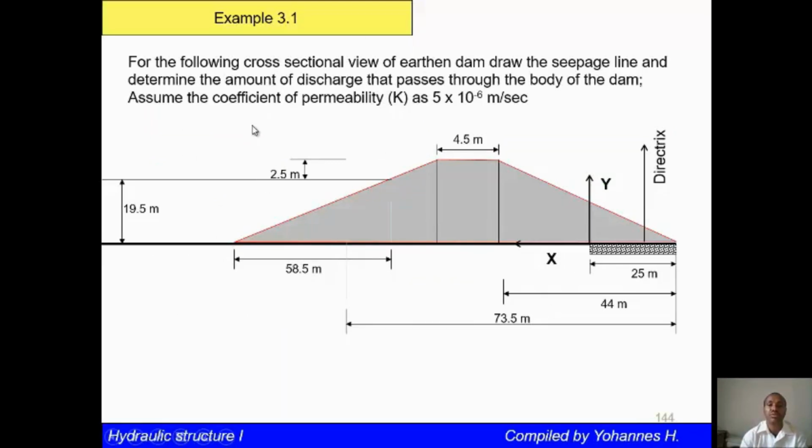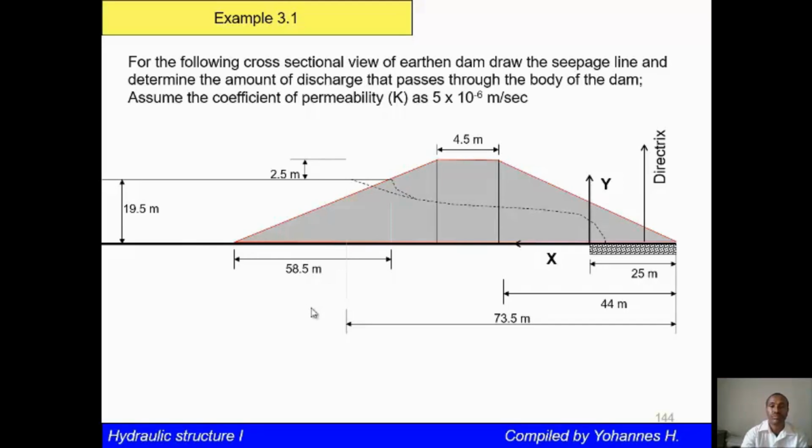I think we will have an example problem. You can keep in mind, you will try. For the following cross-sectional view of an earthen dam, draw the seepage line and determine the amount of discharge that passes through the body of the dam. Assume the coefficient of permeability, or hydraulic conductivity, is 5 times 10 to the power of -6 meters per second. So you have the dimensions. The first step is to get the point 0.3 times L. From this point up to the heel of the dam is already given as 58.5, so 0.3 of this you can find. Then by substitution, you can arrive at the solution.